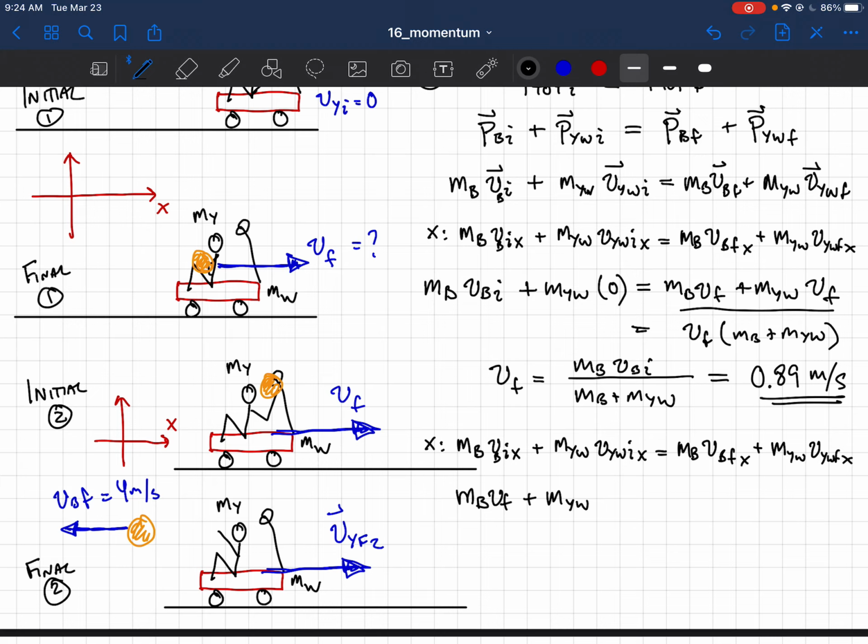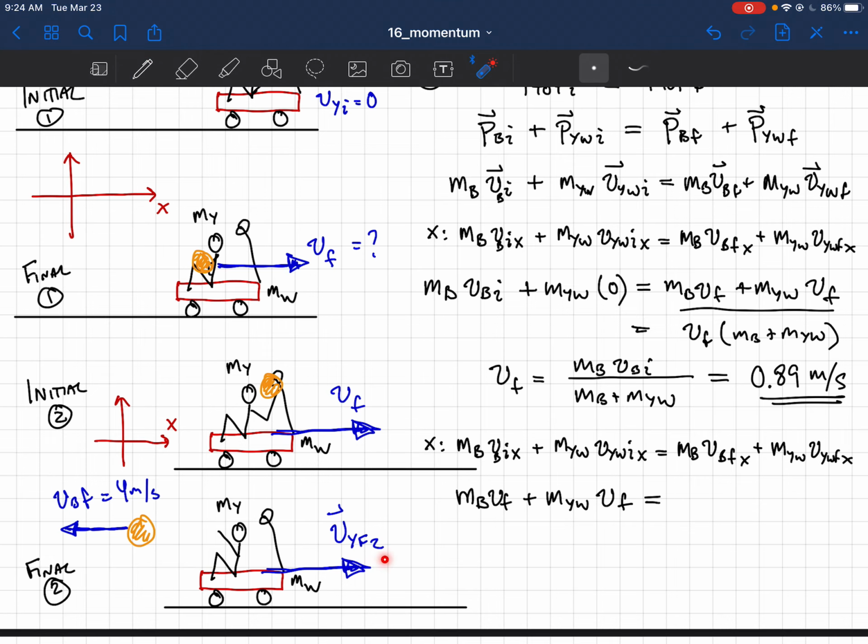And then we have m_u+wagon times v_final. So you see what I'm doing here. I'm saying the x component of each of these objects initially in this picture is pointing to the right, and it has a v_final there.